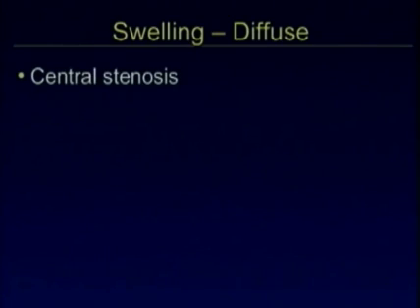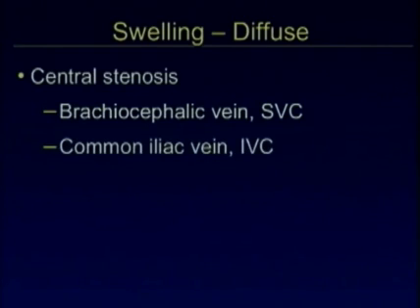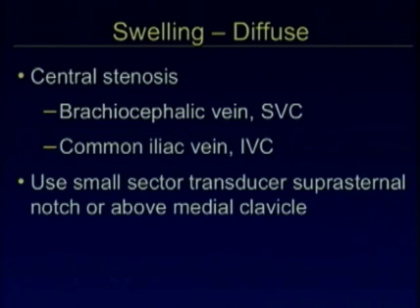And in the detection of central stenosis, we also can look at the brachiocephalic vein and the SVC. We can't always see the SVC. We can't always see the brachiocephalic vein because they are covered by lung. Likewise, the common iliac vein and IVC are covered by bowel. But sometimes you can put a small sector transducer either in the suprasternal notch or above the medial clavicle, or in a thin patient, you can look at the common iliac vein and the IVC, and sometimes you can actually see these central structures well. So you need to basically try.